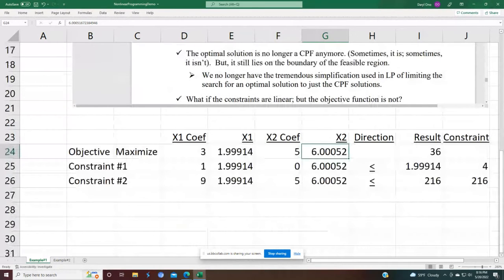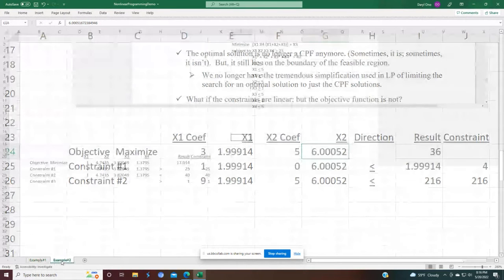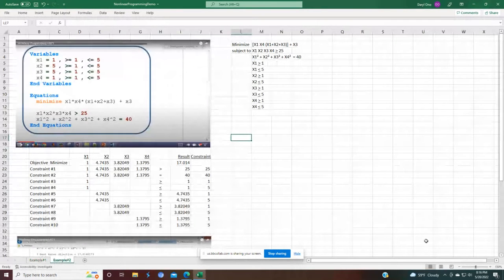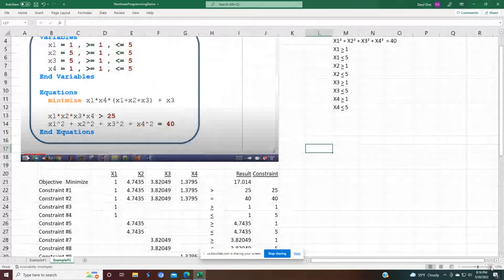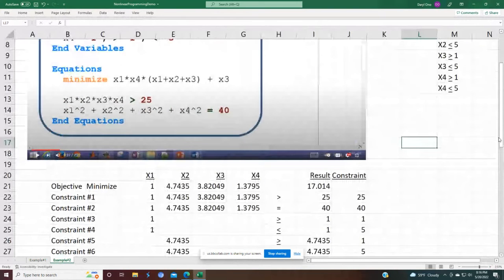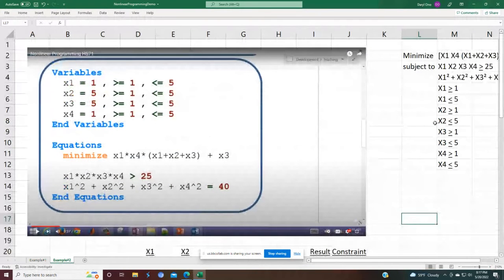Let's look at another problem now. So I have another problem here. And let me make this a little bit bigger. So I've done a lot of this for the sake of saving some time here.